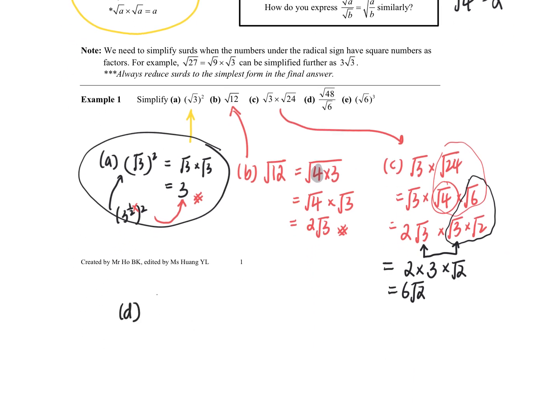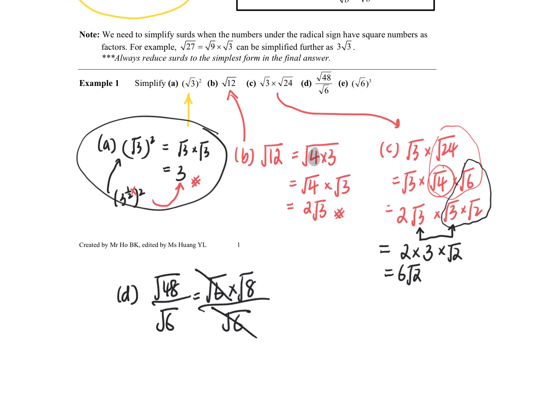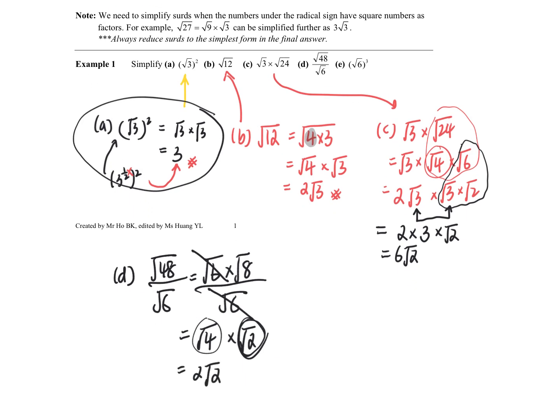Okay, what about this? How to split? How can I split my 48? How can I split 6 and 8? So my root 6 cancels out. Okay, how can I split my 8? 4 times 2. So this one I cannot change further. It is the simplest I can get, but this is just 2. So you end up with 2 root 2. Okay, this is breaking it up so that it is in its simplest form.